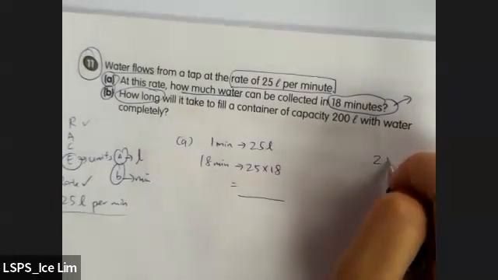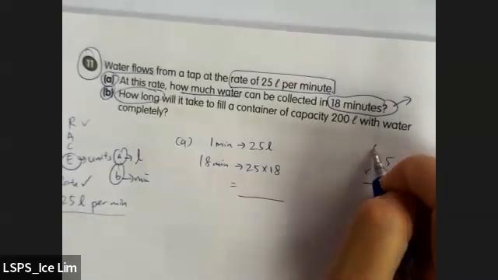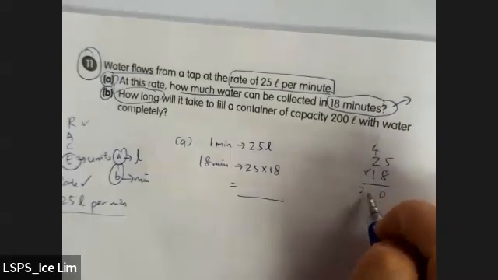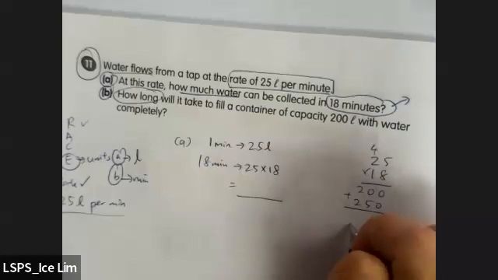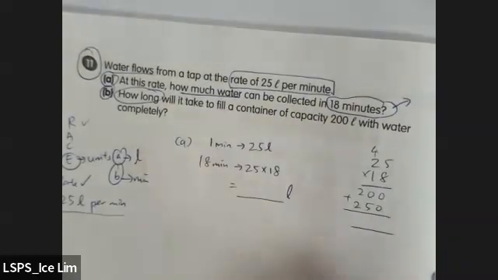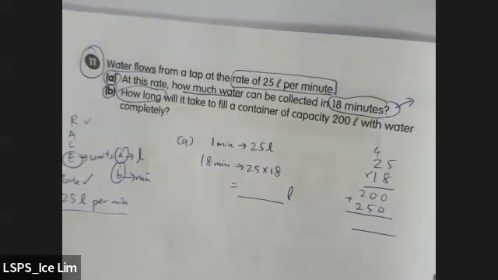So 25 times 18. I hope you can work with your multiplication tables well. And then you have liters. So A will be 450 liters. Is that correct?